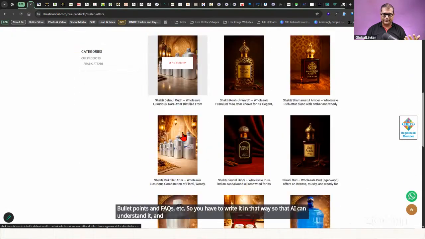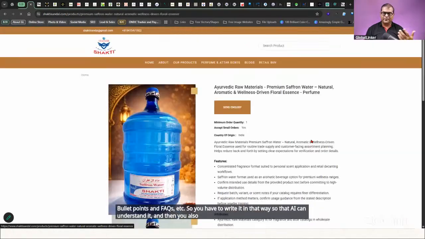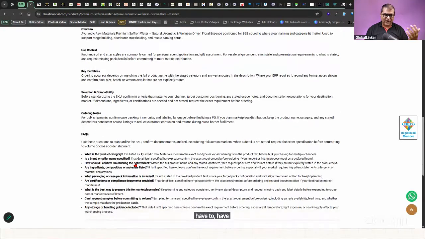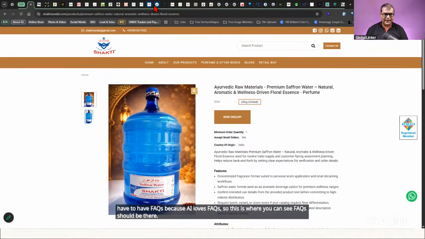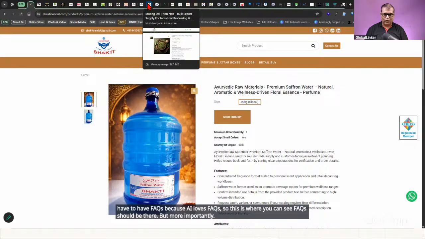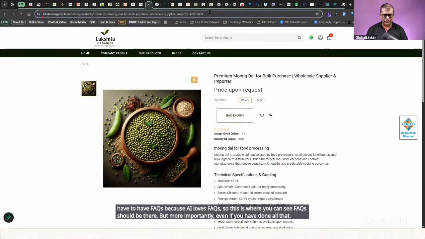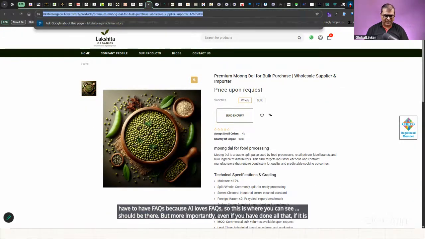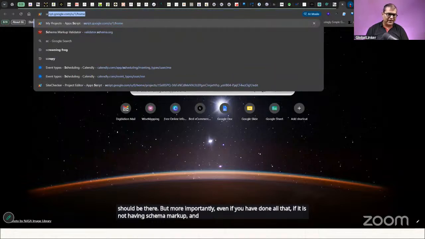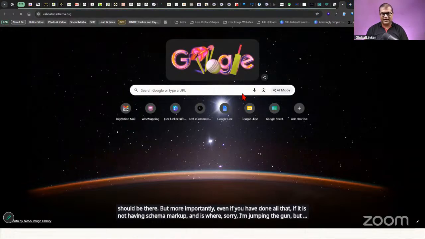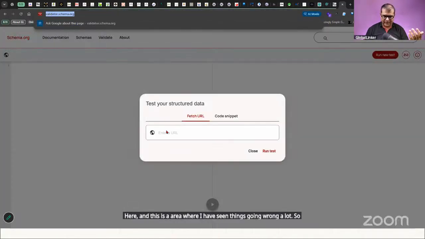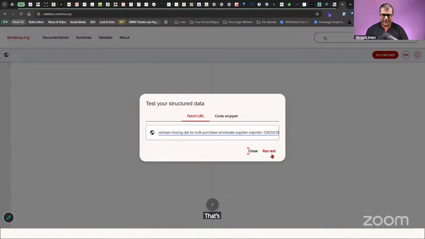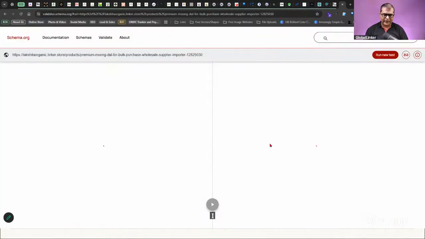And then you also have to have FAQs because AI loves FAQs. So this is where you can see FAQs should be there. But more importantly, even if you have done all that, if it is not having schema markup, and this is where, sorry, I'm jumping the gun, but because we are here, and this is an area where I have seen things going wrong a lot. So that's where I thought of already showing it to you.